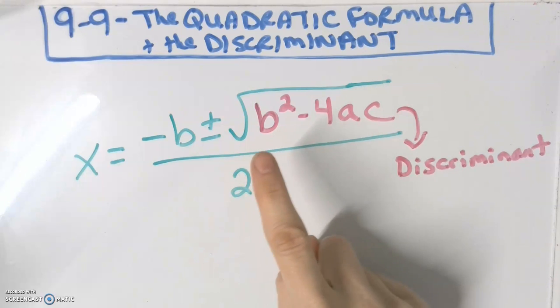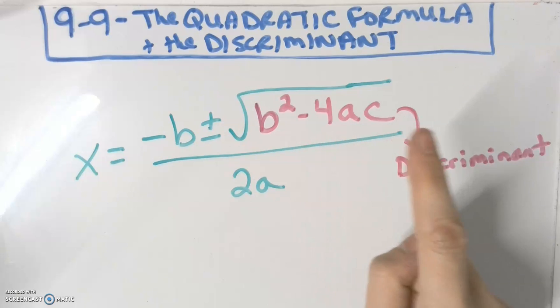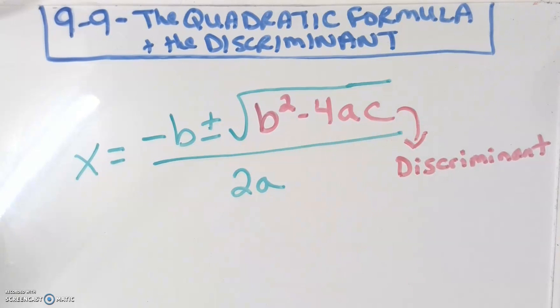That's what I have here in pink. Okay, so b squared minus 4ac. That is the discriminant. Depending on the answer when we solve it, it is going to tell us if the quadratic equation has one solution, two solutions, or no solution. Okay, what I want you to remember is this, right?